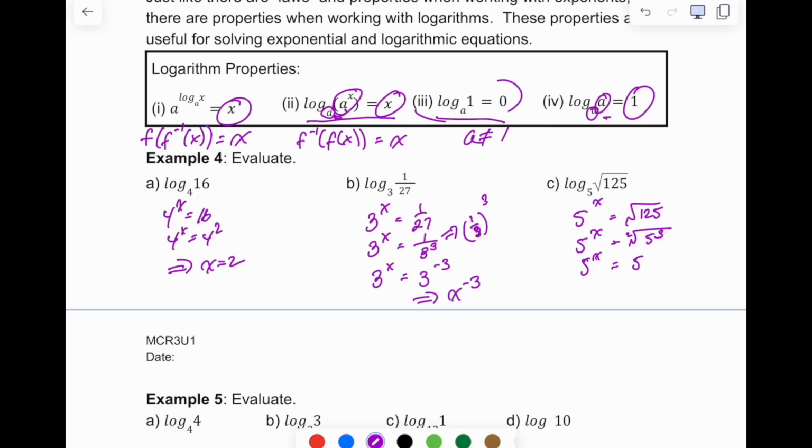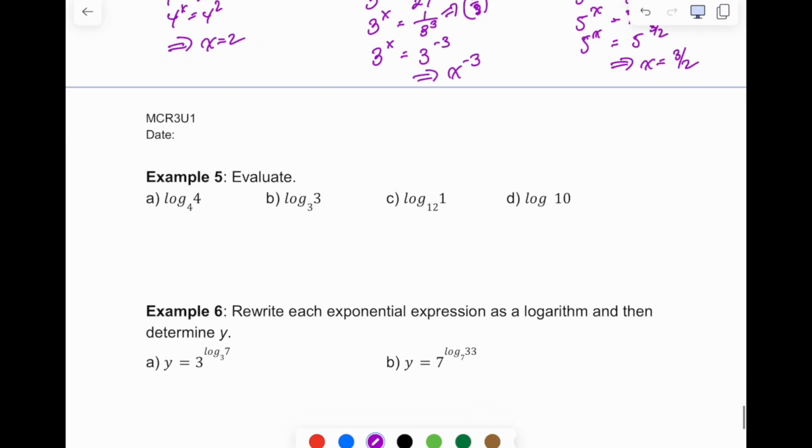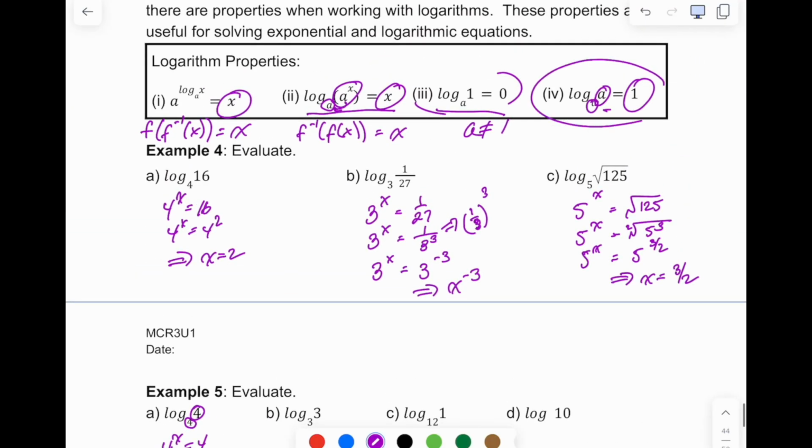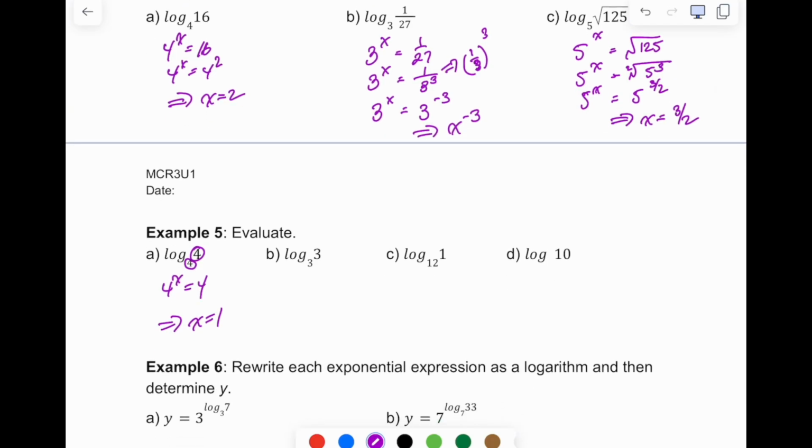This is going to be 5 to the power of 3 over 2. And therefore, we can apply that x is 3 over 2. Here's some more examples that we're going to work through. So log base 4 of 4. So this is 4 to the power of x is equal to 4. Well, this is our law that we had up here. That log of the base is equal to 1. So this one is the same thing. I'm not sure why we're asking it twice, but here that implies that x equals 1.